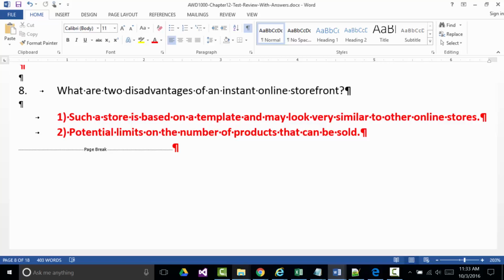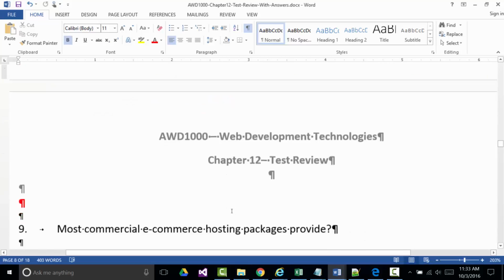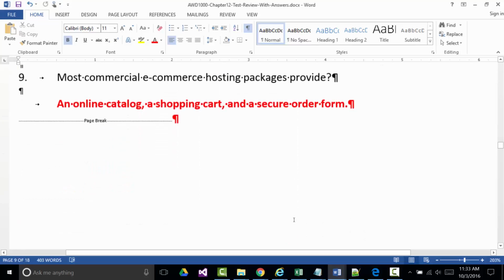Okay, number 9. Most commercial e-commerce hosting packages provide an online catalog, a shopping cart, and a secure order form. Remember, that secure order form means that it'll be HTTPS is what they're talking about. That's the first half. Any questions on any of those first 9?